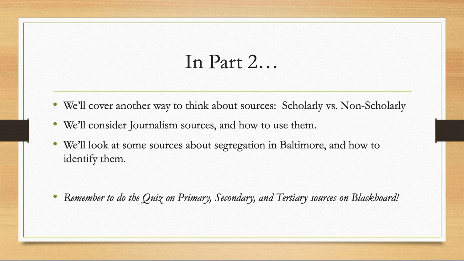So part 2 of this presentation will take a closer look at secondary sources and categorize them as scholarly or non-scholarly. We'll also look at journalism sources, and then we'll analyze a few sources about segregation in Baltimore so that we could really understand this stuff. Before you start part 2, go to Blackboard and do the quiz on primary, secondary, and tertiary sources.